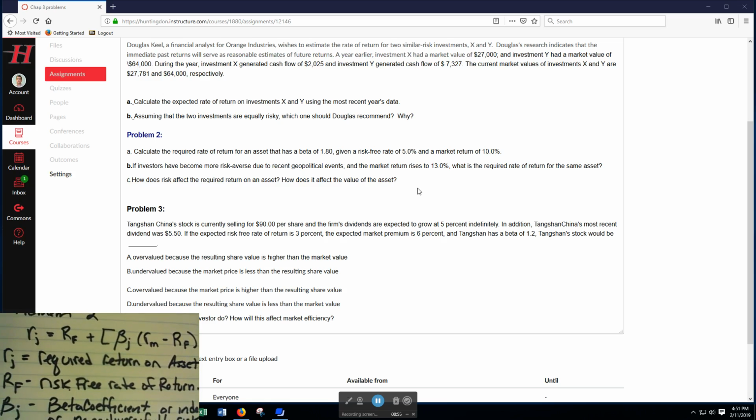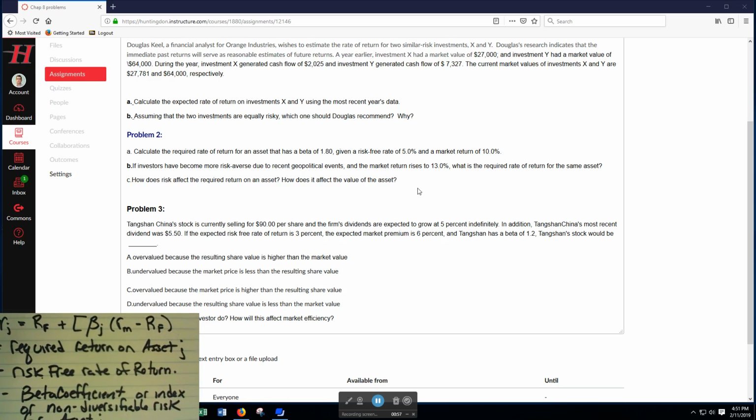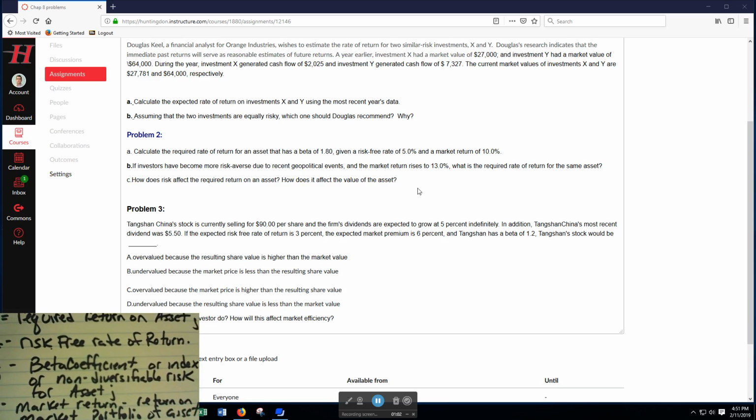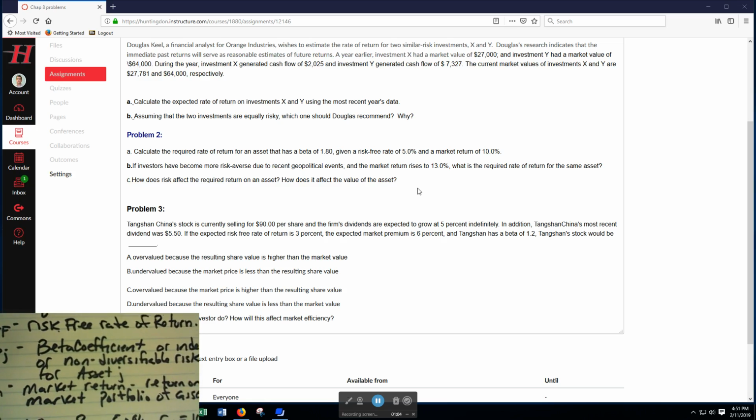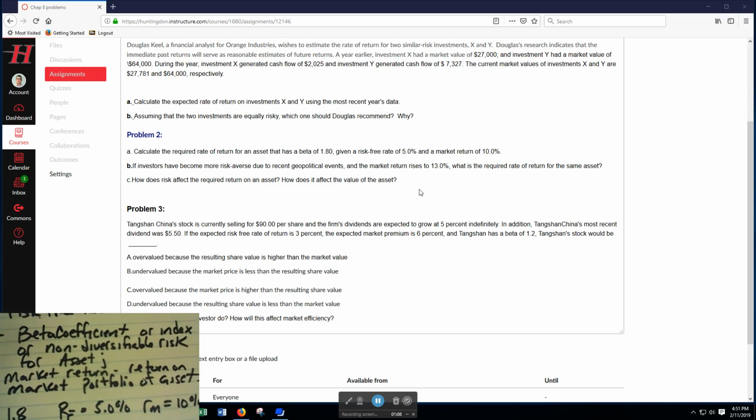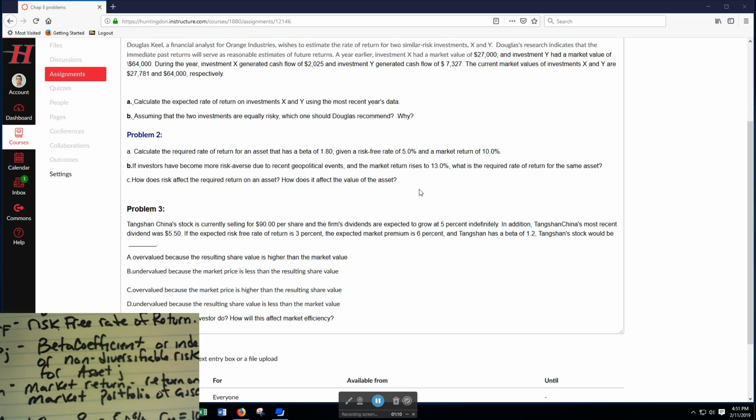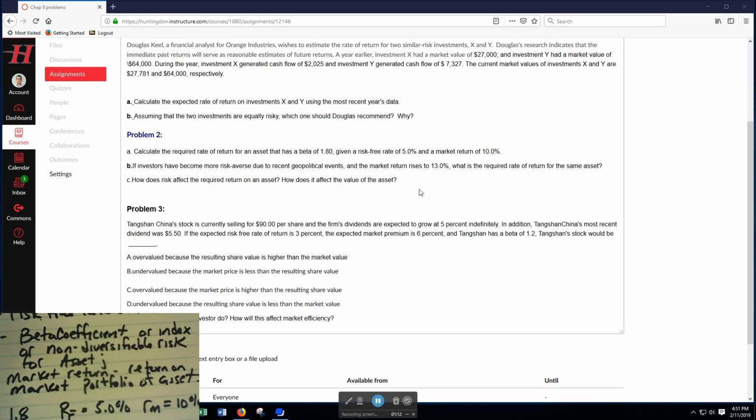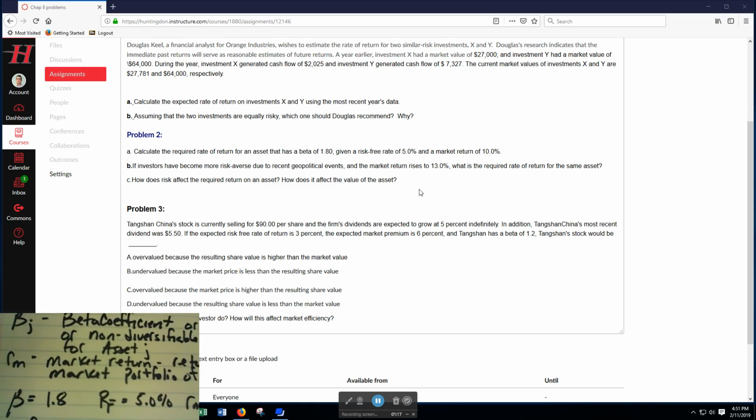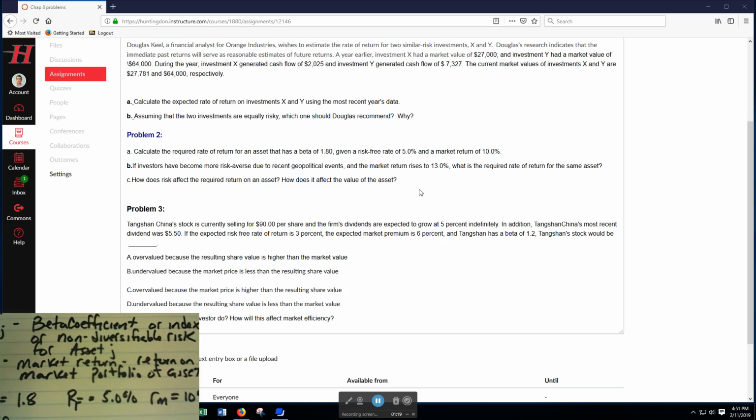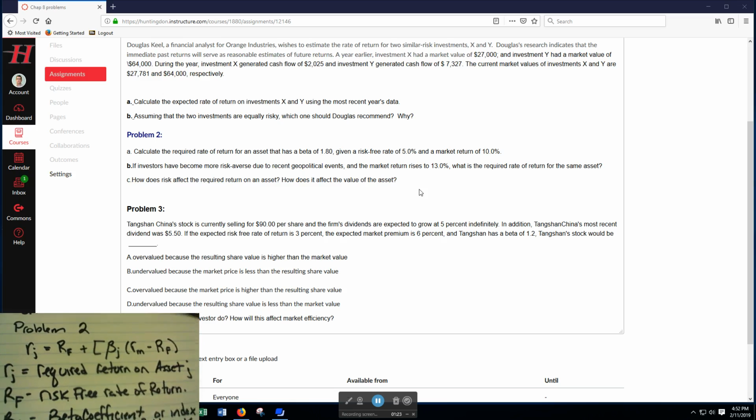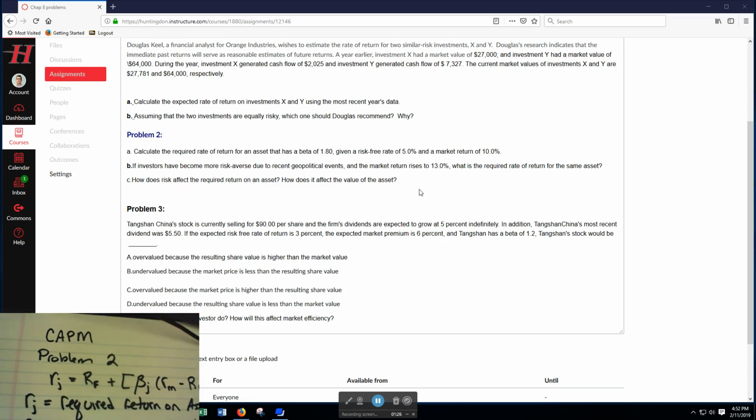Okay, here's your equation. R sub j is the required return on asset J. R sub F is the risk-free rate of return. Beta sub j is the beta coefficient, or index of non-diversifiable risk, for asset J. And R sub M is the market return, or the return on a market portfolio of assets. If you're not sure what these are, please refer back to Chapter 8.